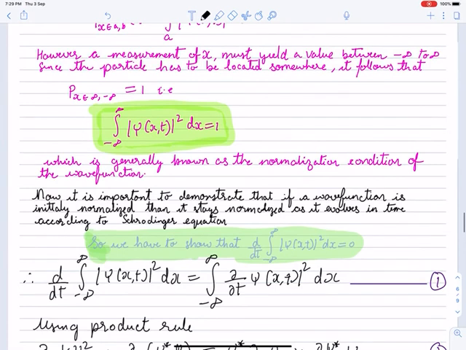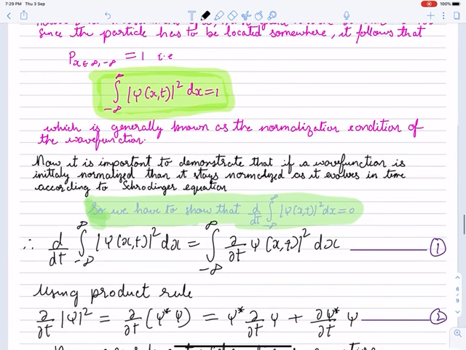I can give you another question. So now it is important to demonstrate: how will you prove that when you evolve the wave function with time it stays normalized? What does this question mean? What we have to prove, I am highlighting with yellow. Proof. This is what we have to prove.